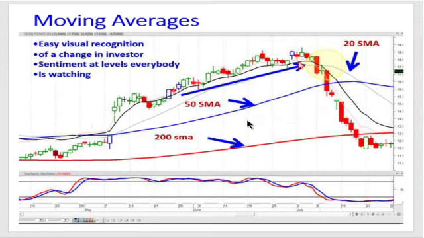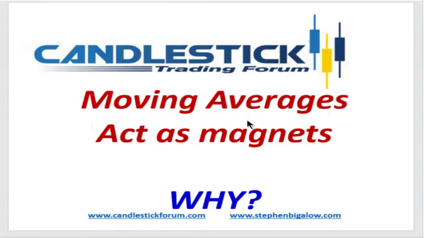The probabilities turn dramatically the other direction once you close below the T-line, and we'll show why that is true. So again, moving averages act like magnets.